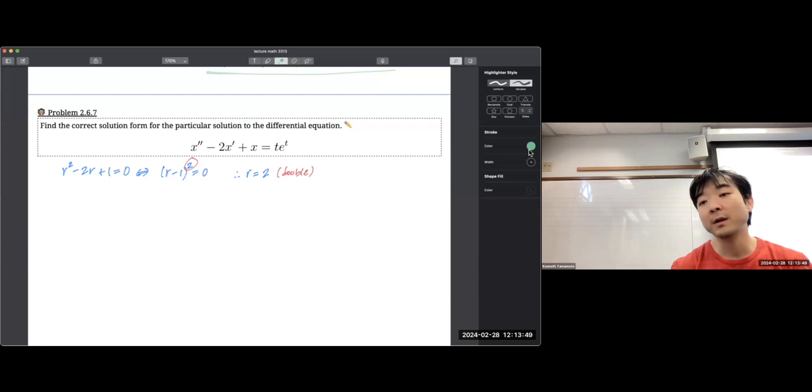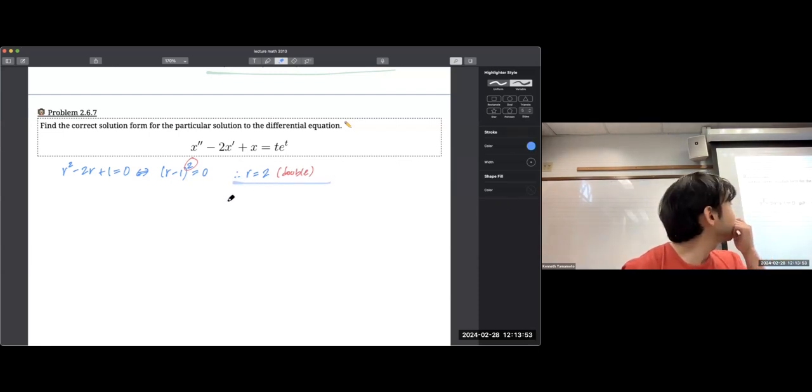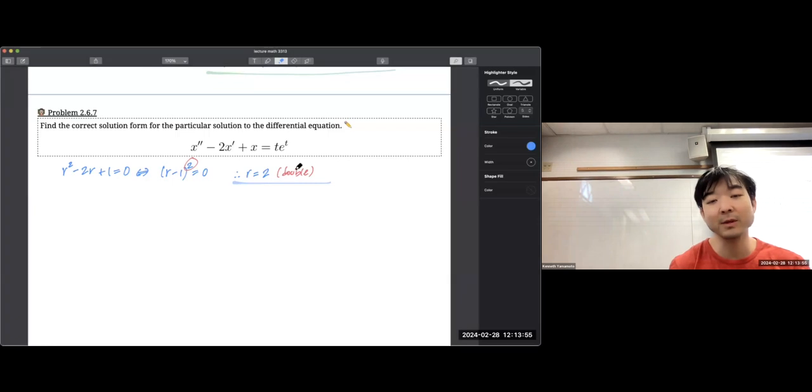And we know for a double root, homogeneous, yes. Oh, sorry, r equals 1. What am I doing? So you can tell that I'm very tired today. So it's r equals 1.